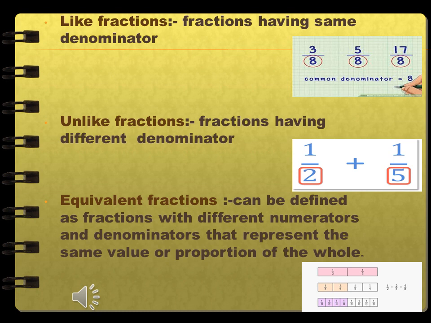Then we have equivalent fractions. They can be defined as fractions with different numerators and denominators that represent the same value or proportion of the whole. You can very well see in the example, one whole has been divided into 2 equal parts. So each part is 1 by 2 and 1 by 2. Further, 1 by 2 has been again divided into 2 equal parts. So it will become 2 by 4. If you reduce 2 by 4 to its lowest term, then it will again turn out to be 1 by 2. So these are fractions which represent the same value or proportion of the whole.